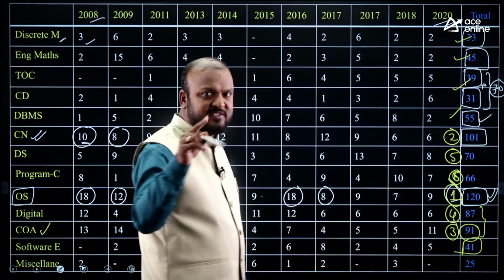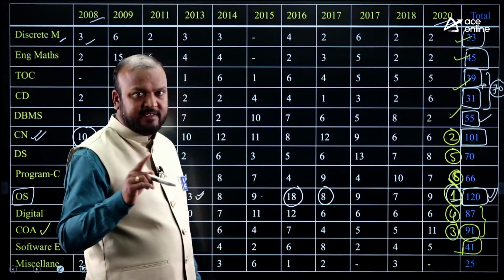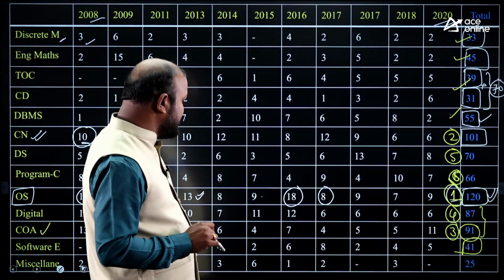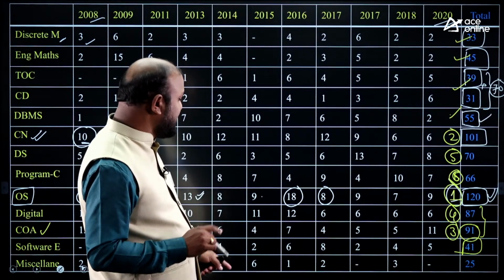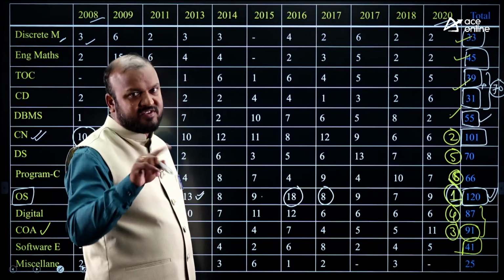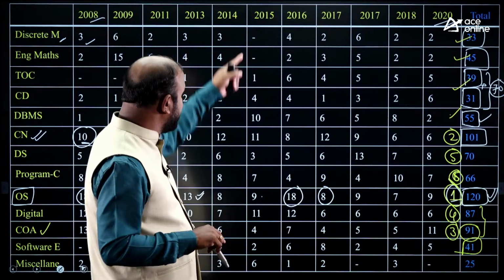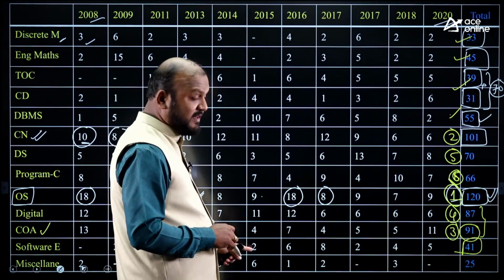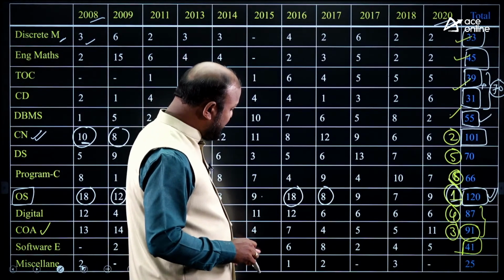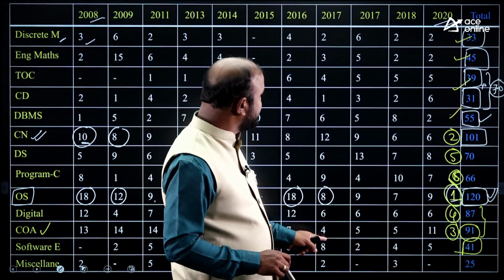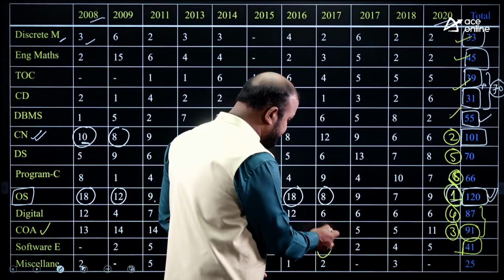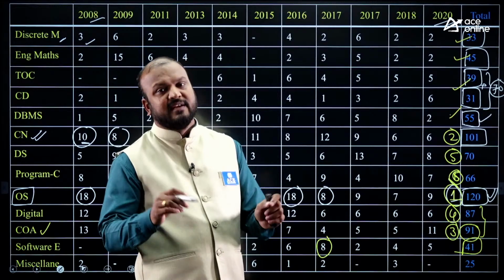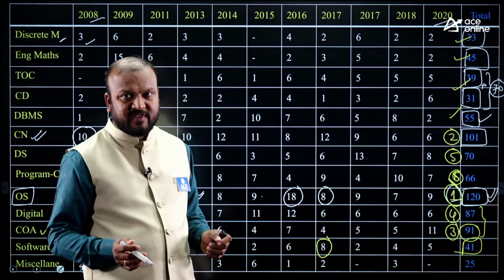When the GATE syllabus was revised in 2015, I think, the software engineering topic was removed from the GATE syllabus, but ISRO is continuing with the software engineering topic. Look, in '15, 2 questions, '16, 6 questions, '17, 8 questions from software engineering, generally the life cycle models, right?